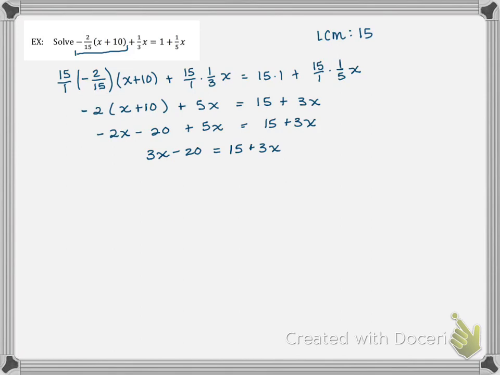And so I'm already a little suspicious because the variable term on both sides is the same, right? If I subtract 3x from both sides, both my variable terms are going to go away. And what does that tell me? Yeah, that there's no solution. Excellent. Good.